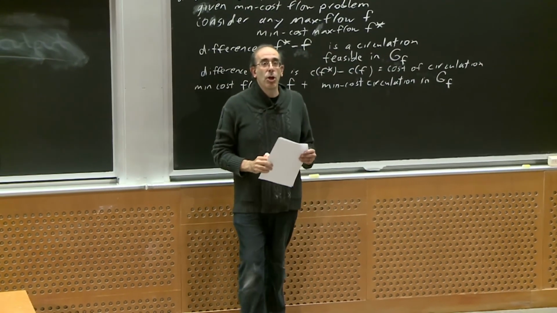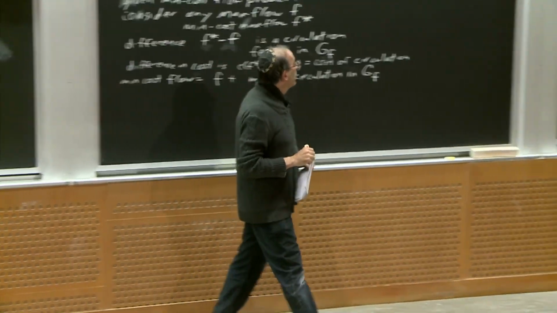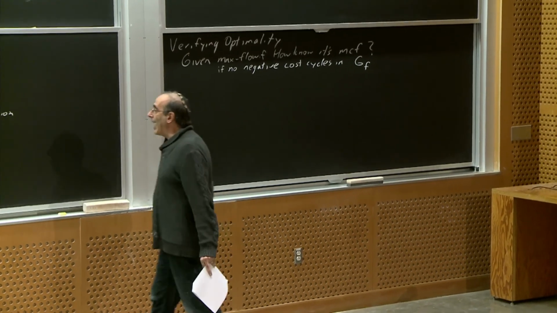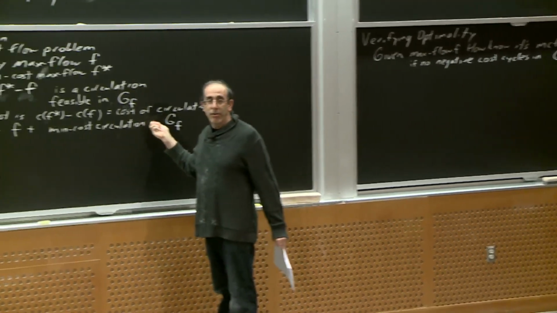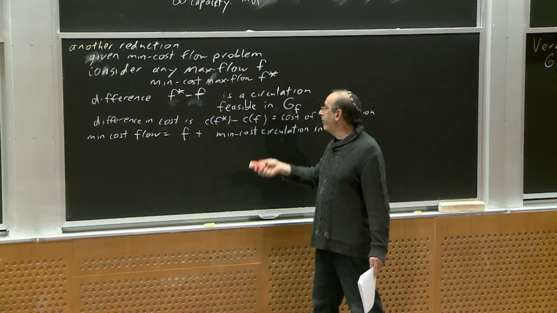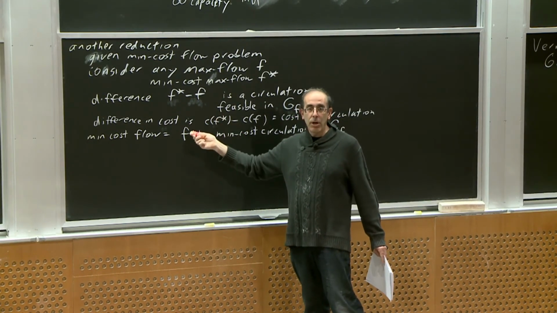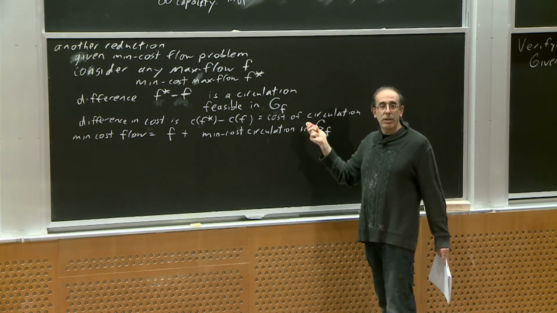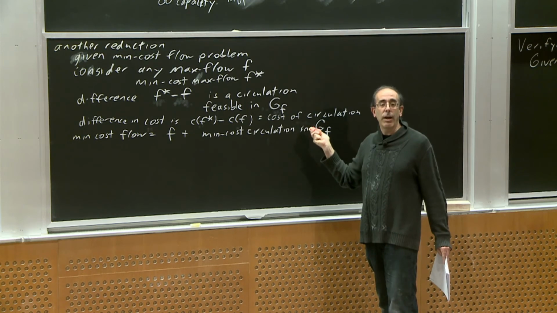Okay, how do we show that? So the optimality condition that we actually have, we can pull out from this reduction, right? So if your flow is actually the min cost flow, what can you say about the min cost circulation in the residual graph?